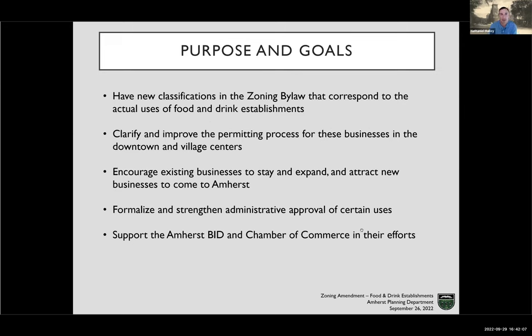And so looking at the purpose and goals, they were to have these new classifications that more closely corresponded to the uses that the food and drink establishments set up as in town. Clarify and improve the permitting process, encourage businesses to stay and expand. And so we see it as both helping staff to administer the bylaw and encouraging businesses who want to stay here or relocate here. We are changing the administrative approval process a bit to actually give it a little bit more teeth, if you want to say it that way, so we can put conditions on through administrative approval. And the BID and the Chamber of Commerce supports this.